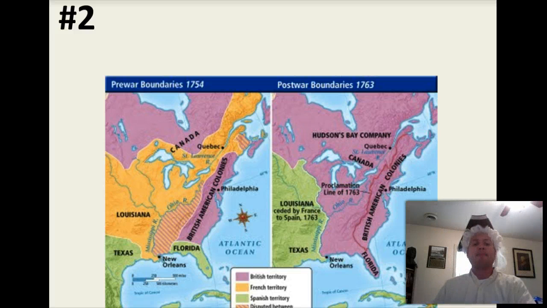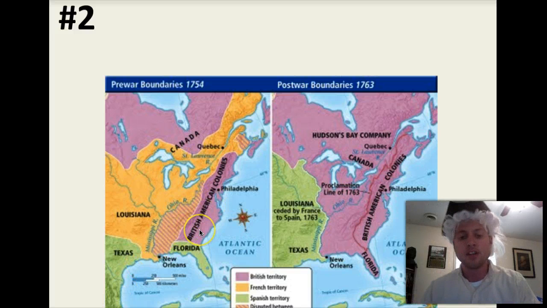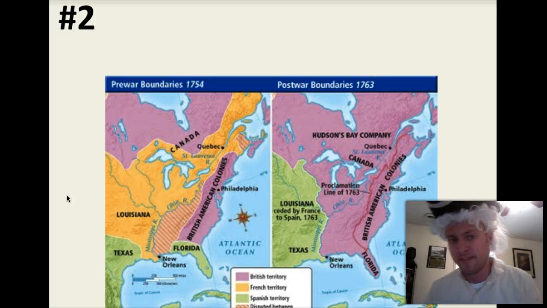You see, here's our maps. Right here, I got green. This is 1754. Green means Spain. This purple color means Great Britain. And anything kind of this orange is French. As you'll see, there was some disputed territory, especially in the Ohio River Valley.